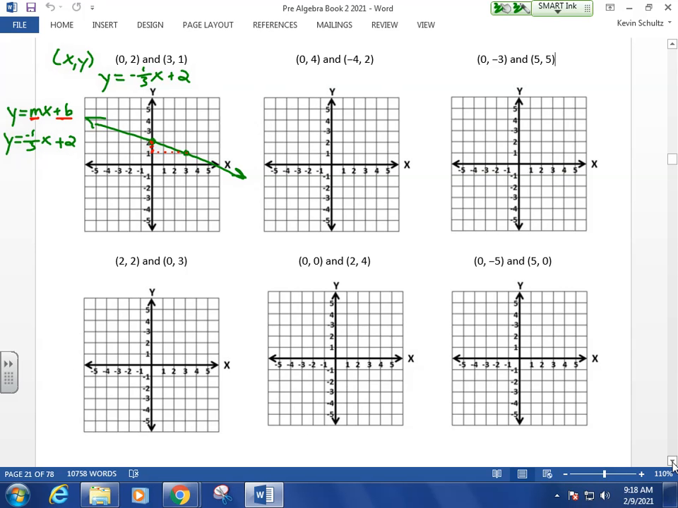Okay. Moving on to the next one now. 0, 4. Plot that point. Negative 4, positive 2. Plot that point. And we're going to connect them to make our line. So just on your own now, I want you to identify what is the slope and what is the y-intercept here. Jot those down on your page above the graph. What is the slope? What is the y-intercept?